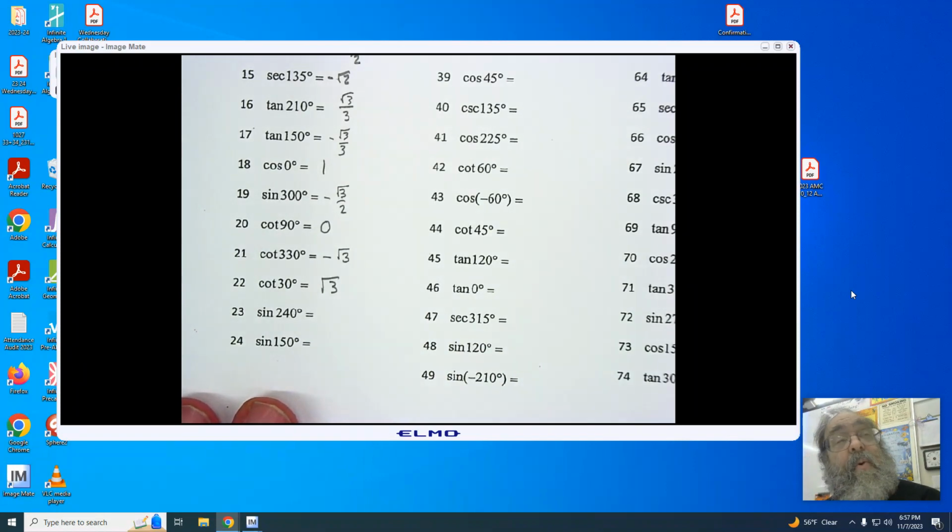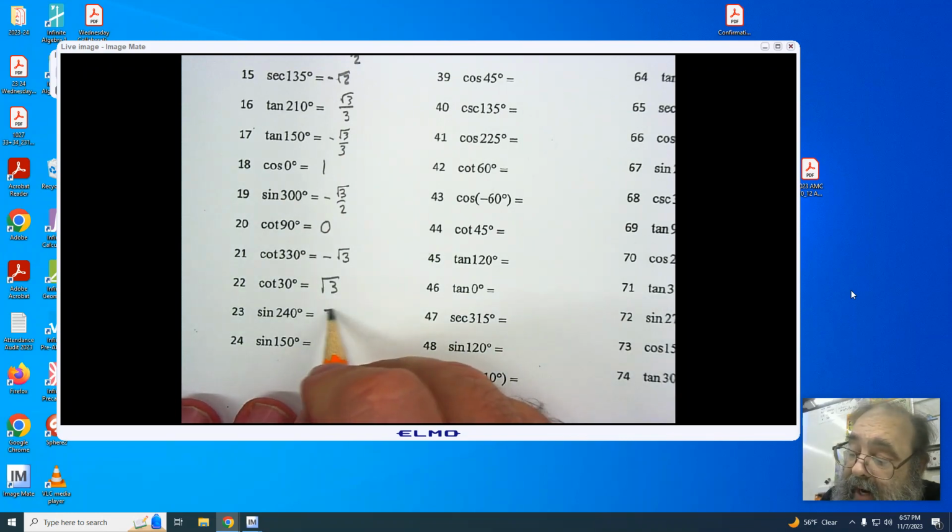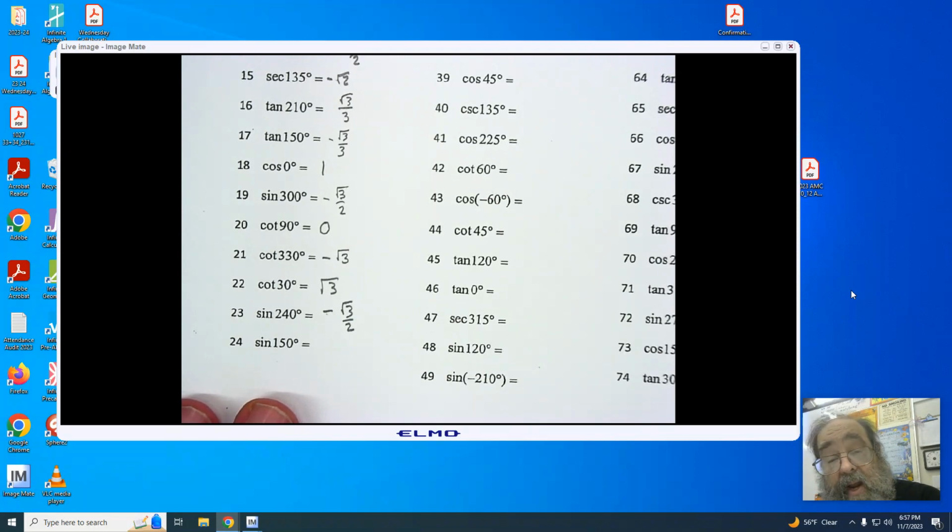Sine of 240 degrees is a 60-degree reference angle in the third quadrant, so we know we have a negative, and it's root 3 over 2. Sine of 150 degrees, 180 minus 150 is a 30-degree angle. The sine of a 30-degree angle is 1/2, and in the second quadrant, sine is positive.